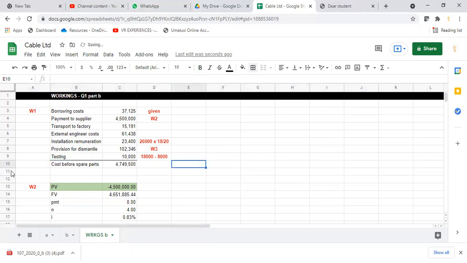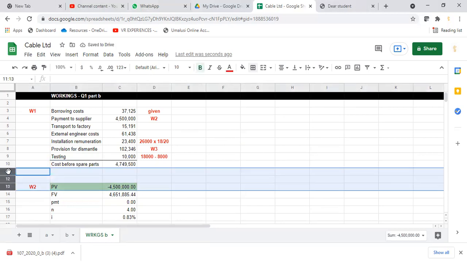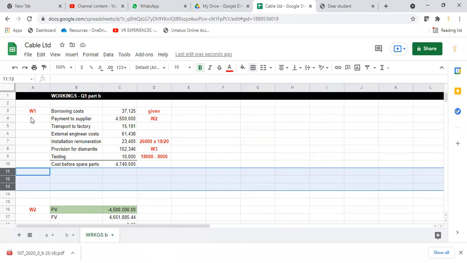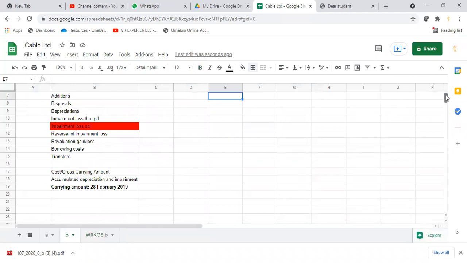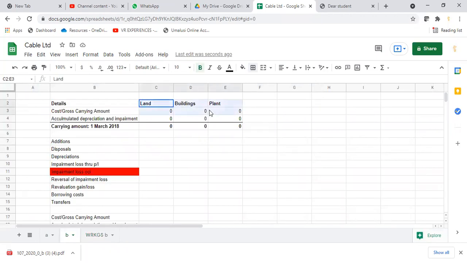Here's one of two ways. Spare parts will either be its own category of PPE, or you can include it in this item over here. The way you'll pick it up is as follows: if there is no separate category of spare parts, then you just include it in the particular item, because there's no separate category.